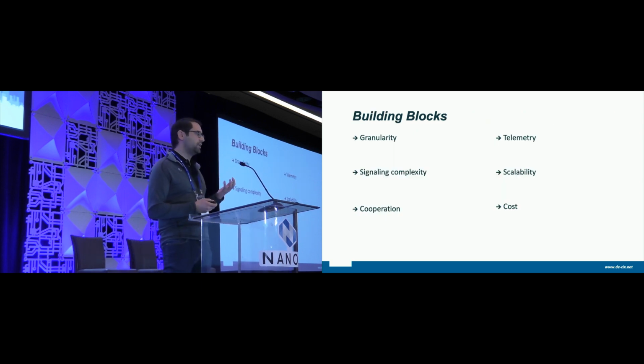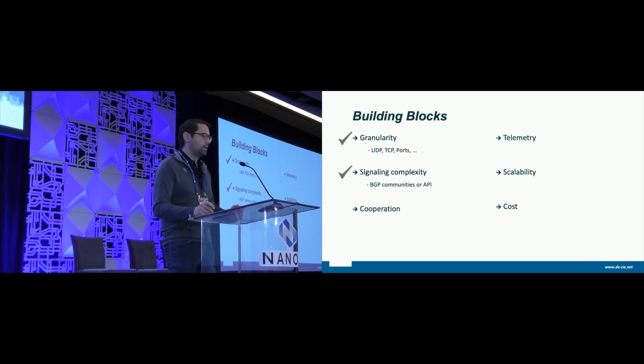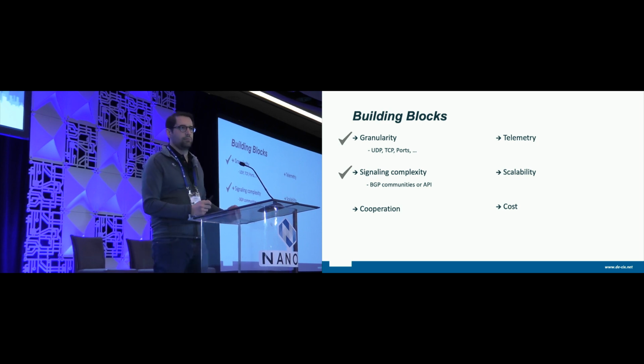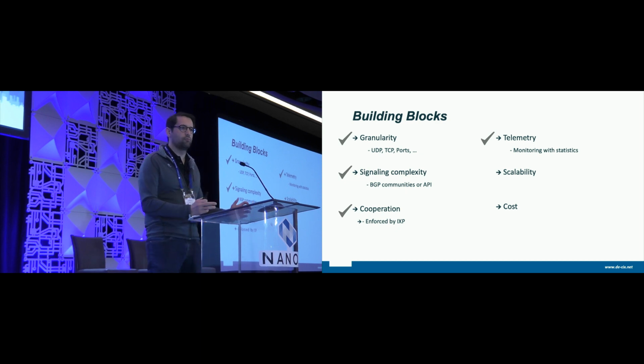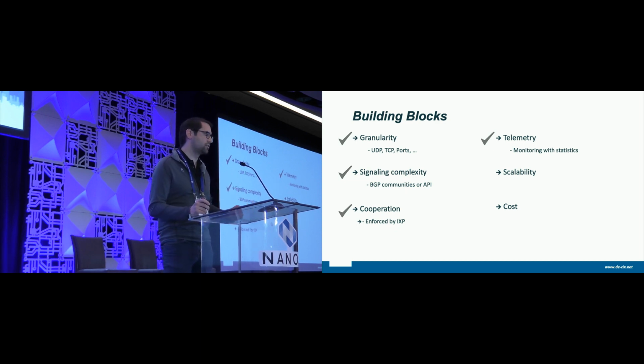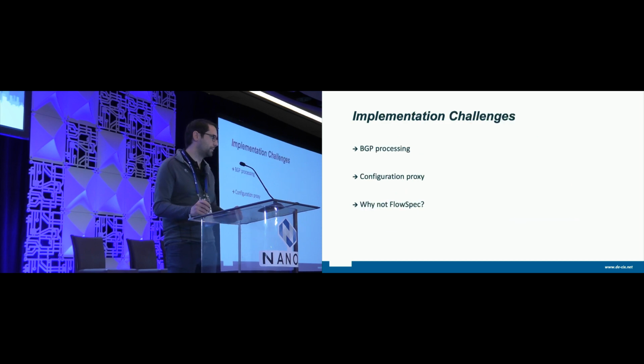So now we have all the building blocks. We have the granularity: we allow filtering on UDP, TCP, and the different ports. We have very low signaling complexity, meaning that we don't need the cooperation of others, and we just have a BGP community or maybe an API to interact with the IXP. So we only interact with the IXP, the rest is done in the data plane, and it's enforced by the IXP. We have telemetry, a monitoring system with the statistics you would need to understand what's going on. We have scalability: we drop traffic at line rate in the actual fabric, and we implement it in the existing hardware at the IXP, so no new equipment is needed.